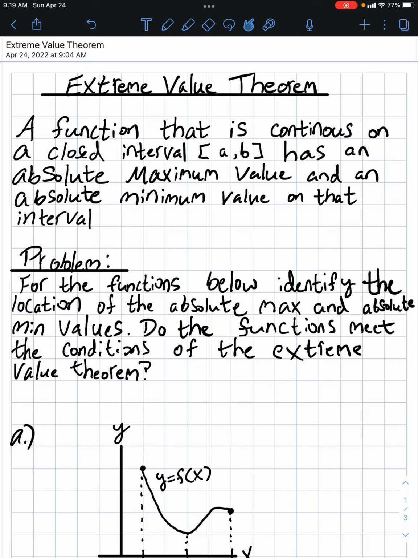Today we're going to be looking at the extreme value theorem. The extreme value theorem is as follows. A function that is continuous on a closed interval a to b has an absolute maximum value and an absolute minimum value on that interval.